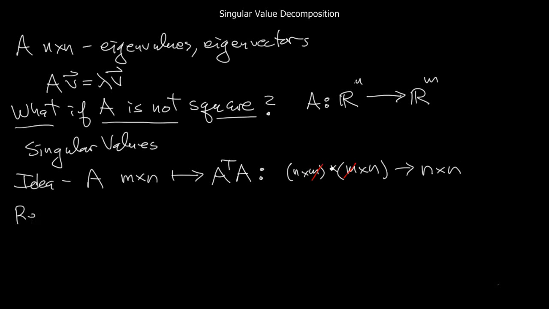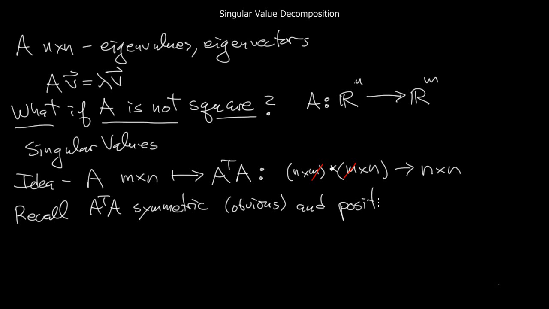Let me remind you that A transpose A is symmetric. That's easy to see. I even say it's obvious. And it's also positive semi-definite. We've talked about this before. That's slightly less obvious, but it's true. All of its eigenvalues are greater than or equal to 0. So this matrix A transpose A is a particularly nice kind of matrix.